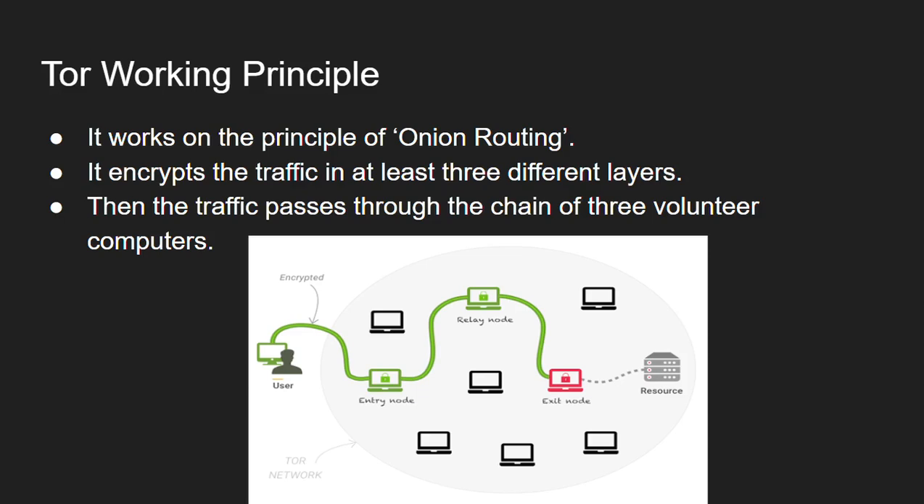Now, in order to access a website through Tor, instead of directly establishing the connection with the web server, the client will make a request to the Tor directory. The Tor directory will have the records of all the volunteer nodes. It will choose three nodes at random and establish a circuit by which the communication will take place between the client and that server.